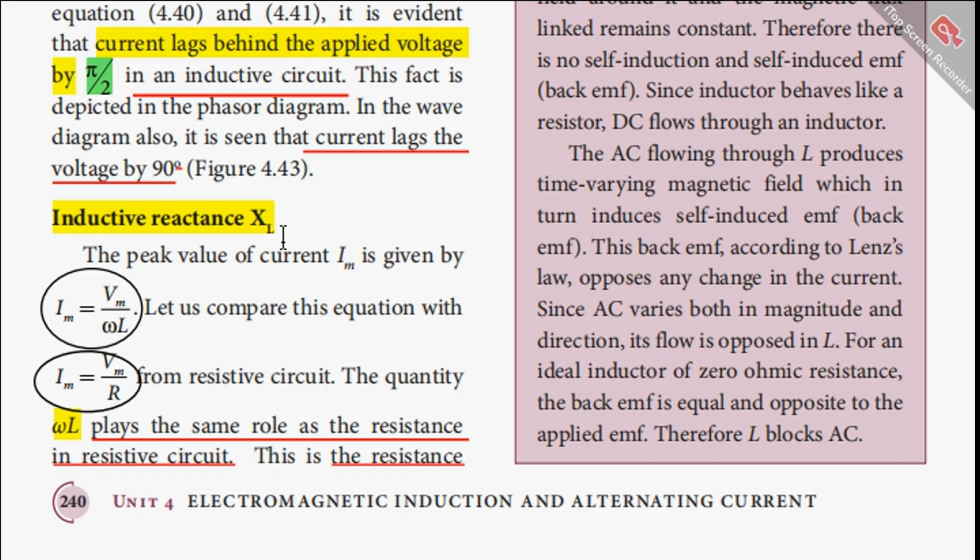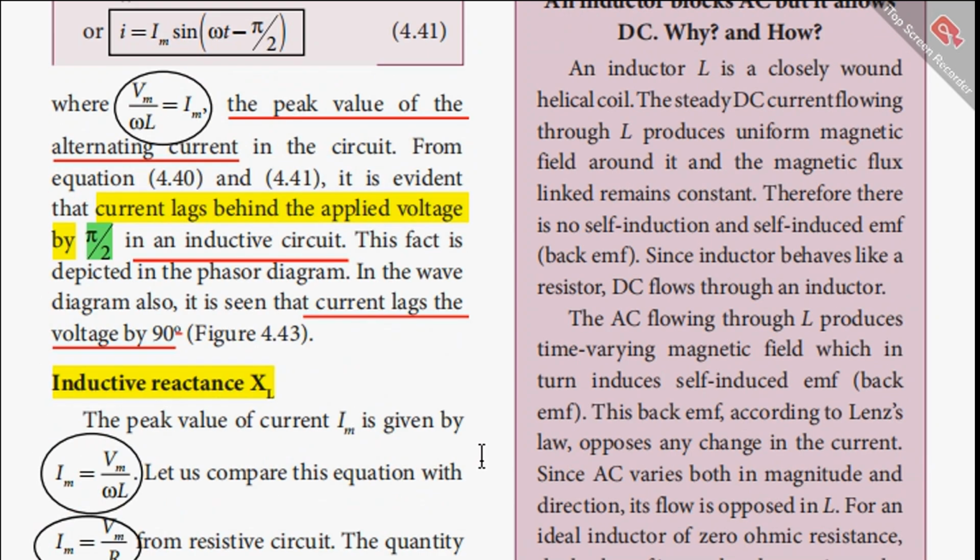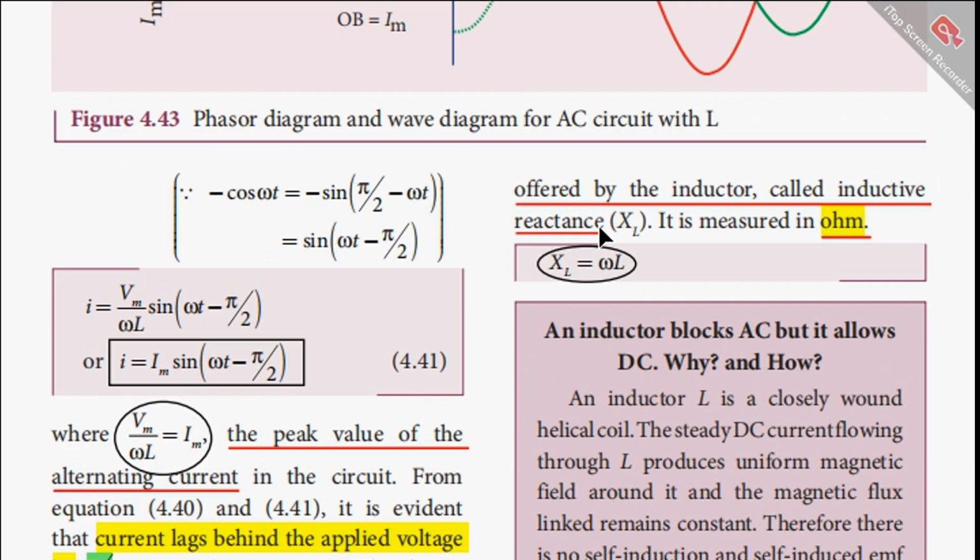And let us see what is inductive reactance, which is denoted by the letter XL. The peak value of current Im is given by the expression Im equal to Vm by omega L. Let us compare this equation with Im equal to Vm by R from the resistive circuit. This means that the quantity omega L plays the same role as the resistance in a resistive circuit, and this is called the inductive reactance XL, and it is measured in ohm, the same unit as resistance. So XL is given by omega L.